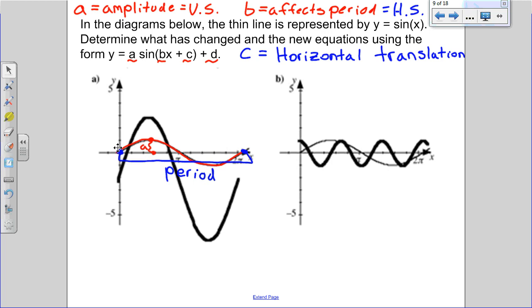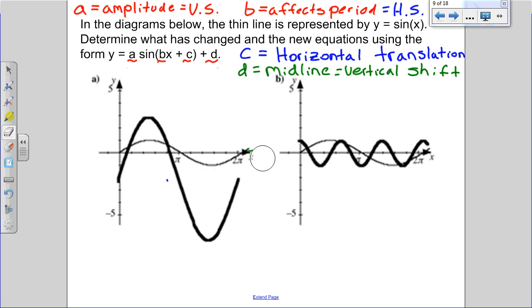The D variable does the midline. That is taking the middle line in the graph, which is, in our case, always on the x-axis to start, and it moves that up or down. So we would say the overall graph is doing a vertical shift. You could also call it a translation. Alright, that's what all those variables do.